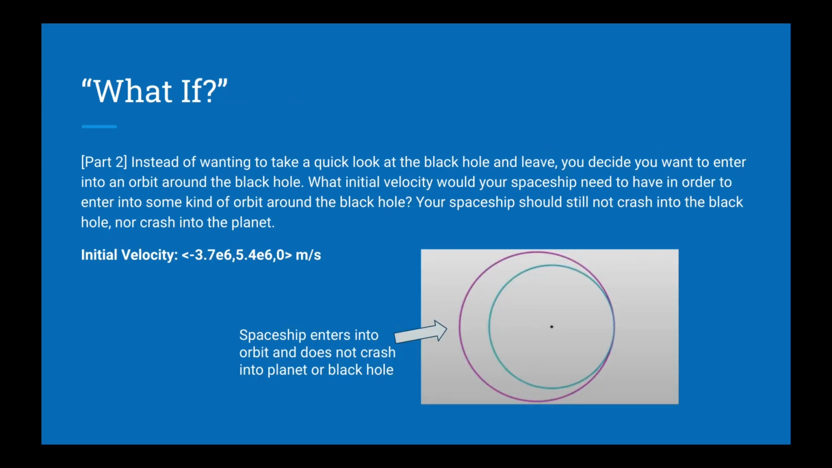What if? The initial velocity calculated for this section is negative 3.7 times 10 to the 6, 5.4 times 10 to the 6 meters per second, and this accounts so that the spaceship enters into an orbit and it does not crash.